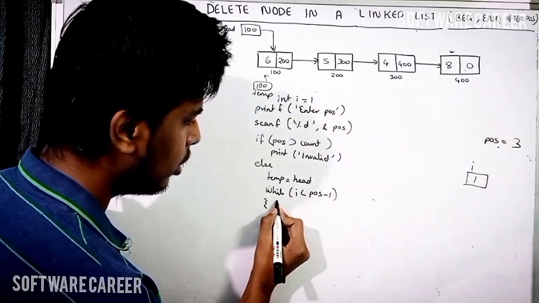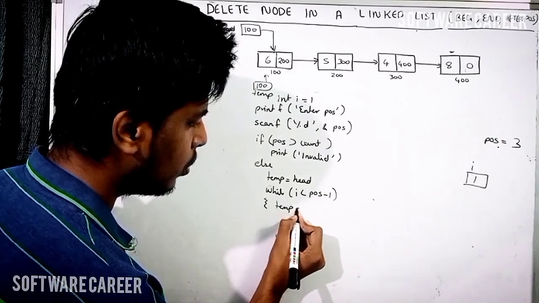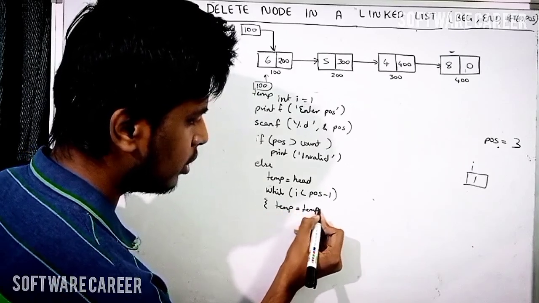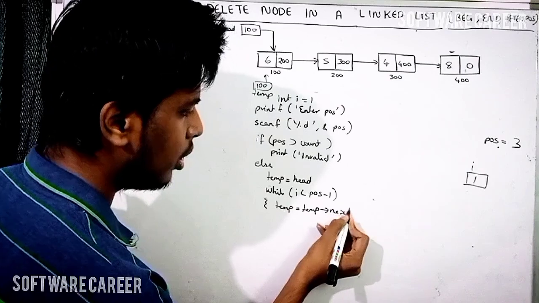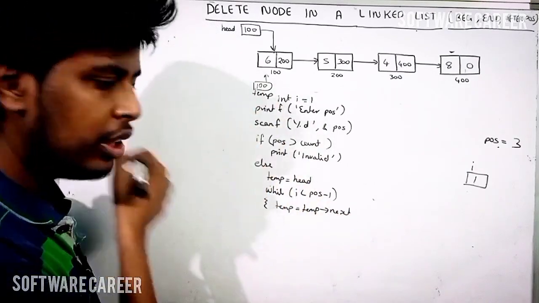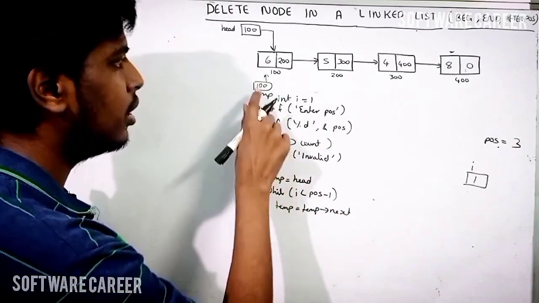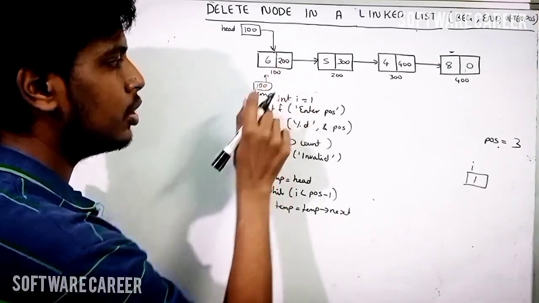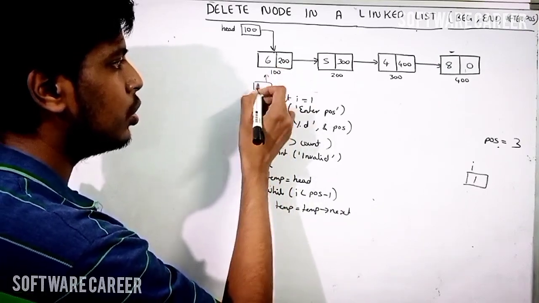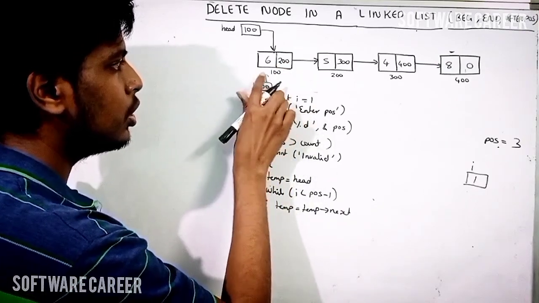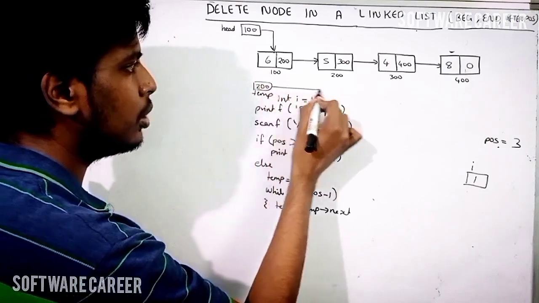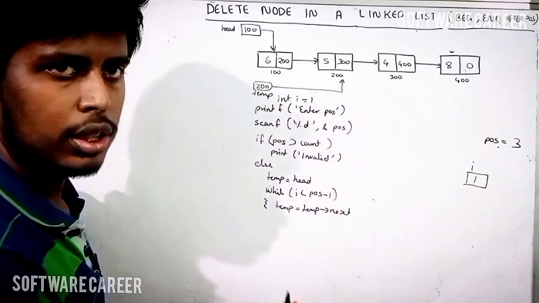How to move? See here: temp equals to temp next. Now temp is this pointer, and in this pointer I am updating the value to temp next. Temp is 100, and 100 next is 200. So this is changed to 200. So this pointer is cancelling and this pointer is pointing to this node 200.